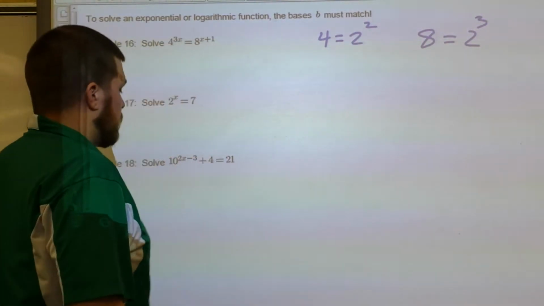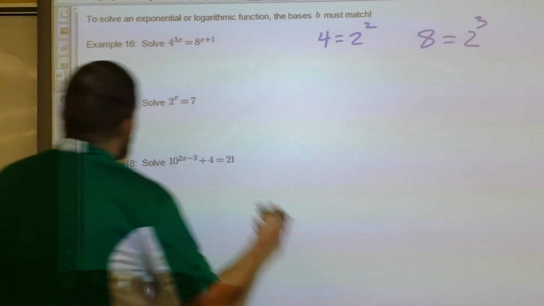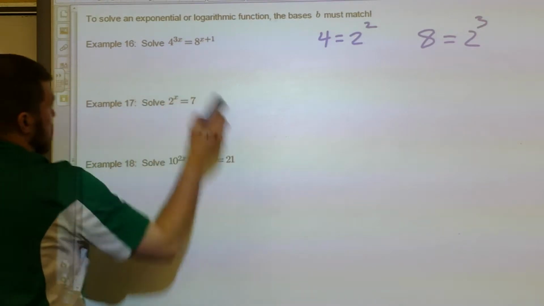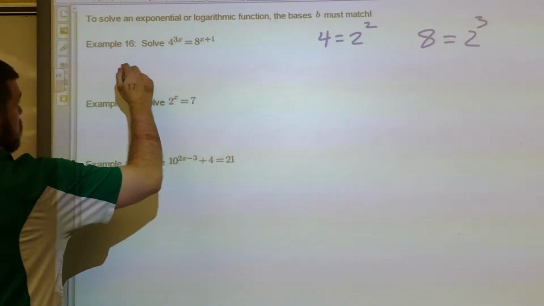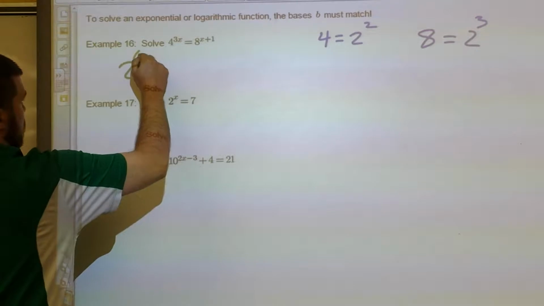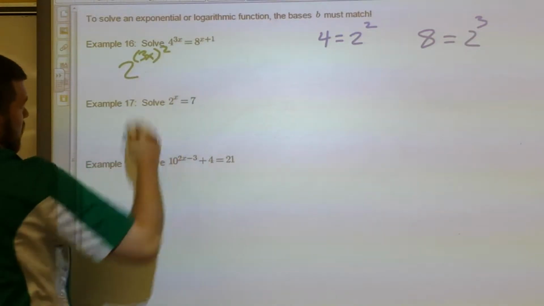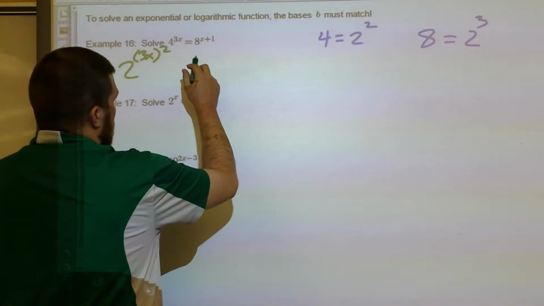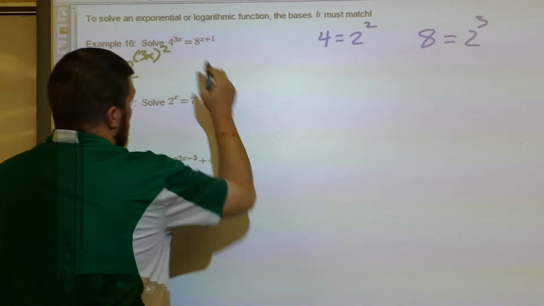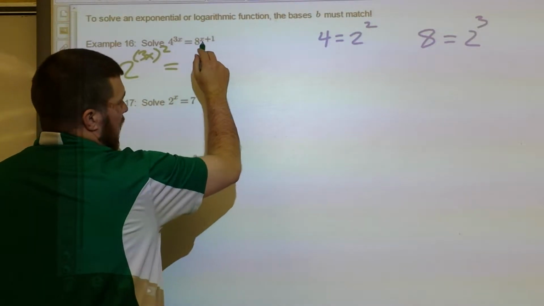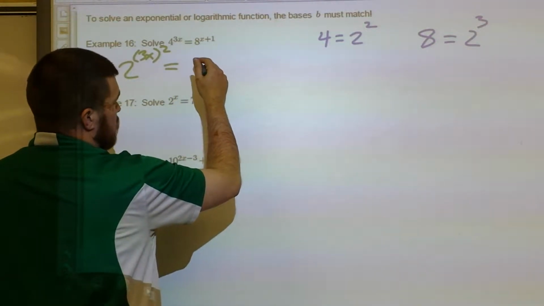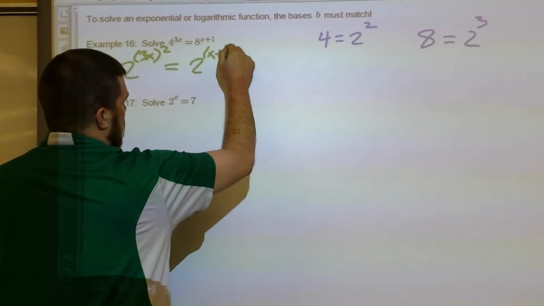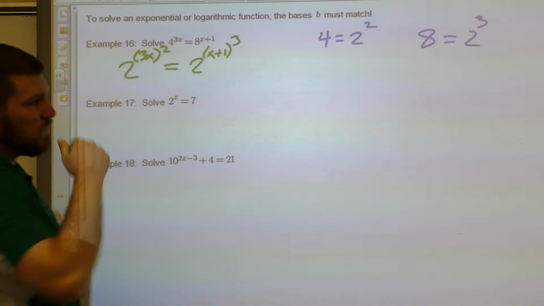Okay? So I'm going to rewrite my problem to start off with that. Instead of 4, I want to write 2 squared. So I have 2 to the 3x, and that's squared. Okay? Now, that's going to be equal to 8, which is going to be rewritten as 2 cubed. So 2 to the x plus 1, cubed.